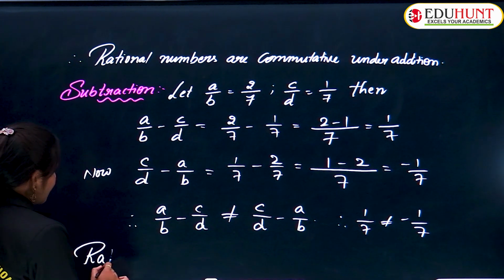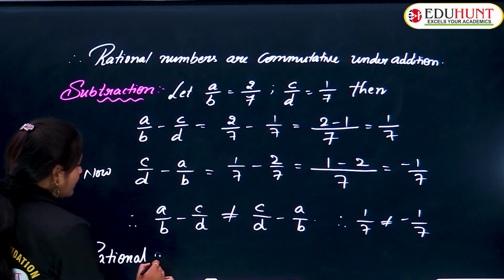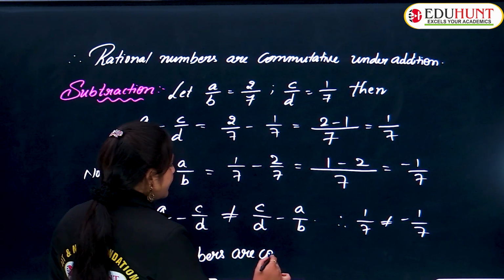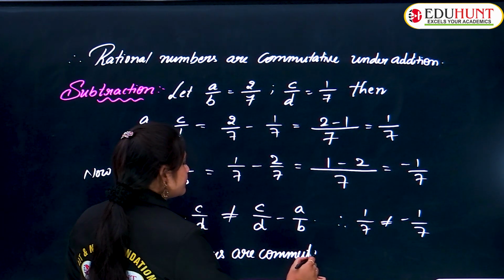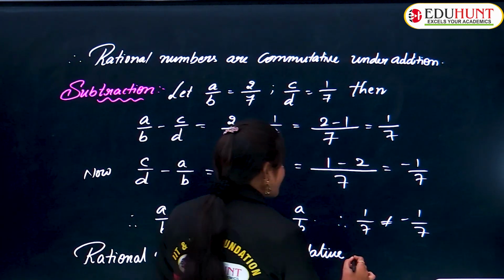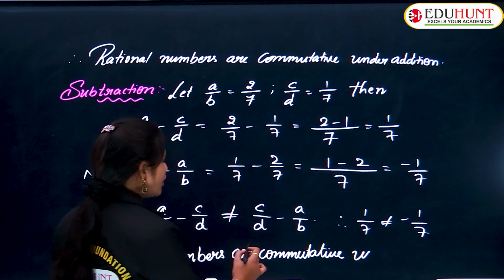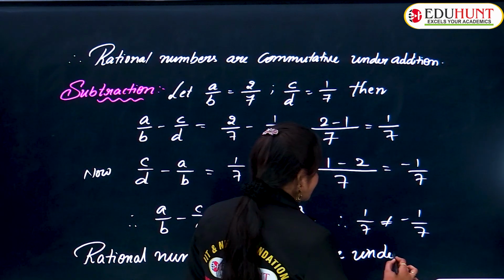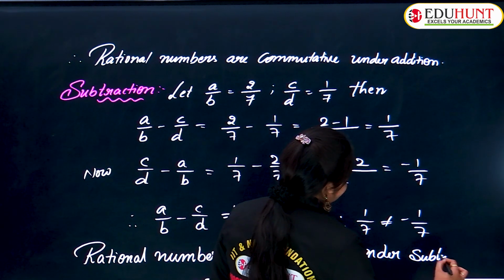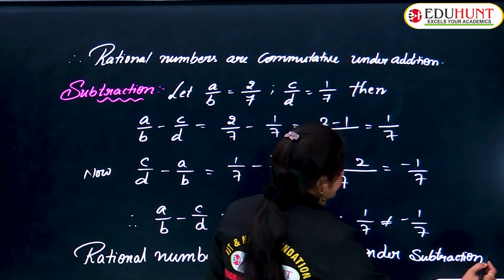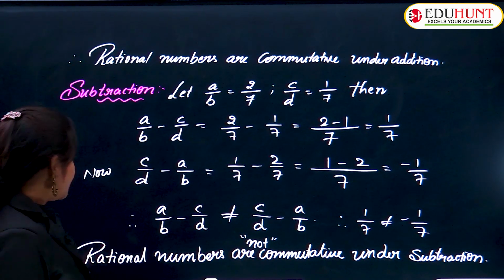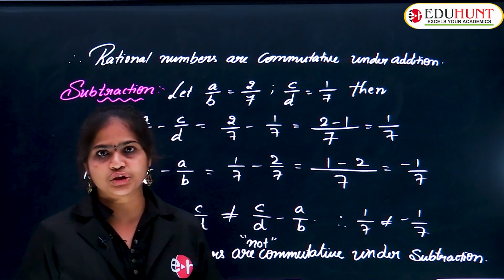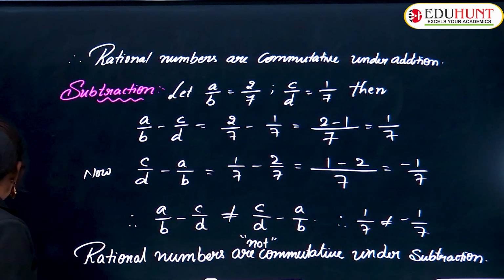What is the statement here? Rational numbers are, sorry, commutative or not commutative? Rational numbers are not commutative under subtraction. Okay, understood? That's why rational numbers are commutative under addition, but rational numbers are not commutative under subtraction.